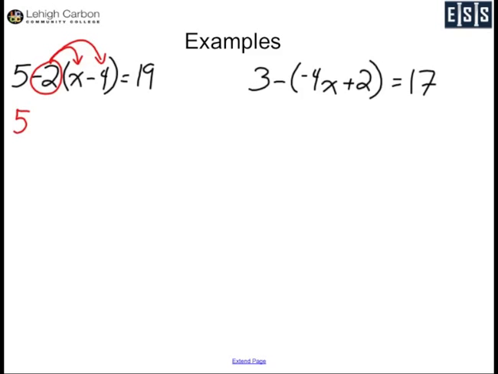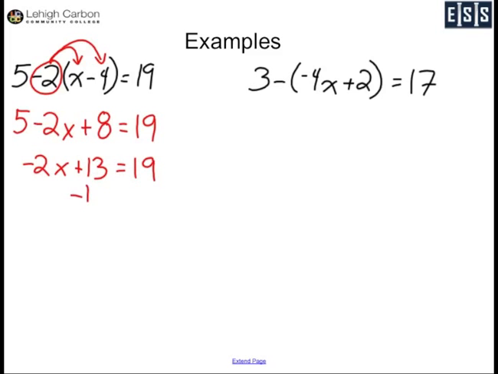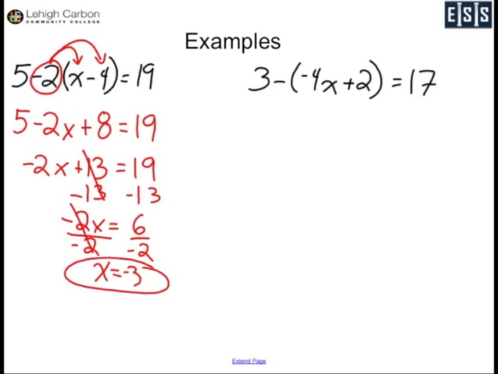So I get 5, negative 2 times x is minus 2x. Negative 2 times negative 4 is a positive 8 equals 19. Look for like terms. 5 plus 8 is going to give me 13. I don't have variables on both sides, so using inverse operations, I solve. Negative 2x equals 6. Divide by negative 2. X equals negative 3.